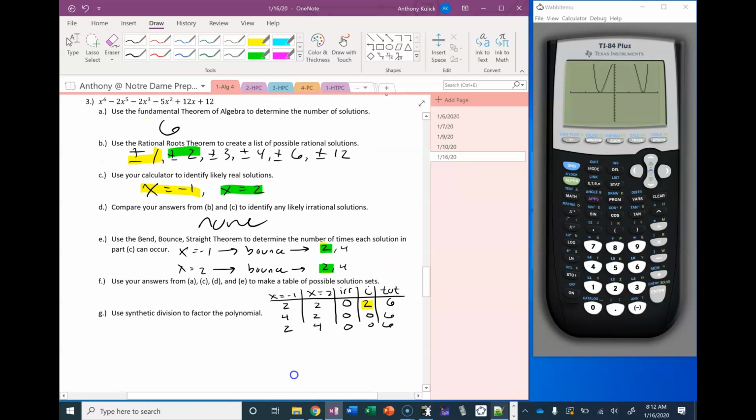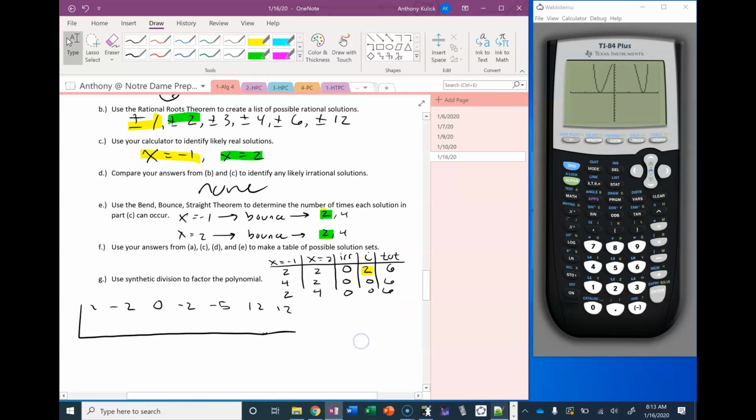Okay. So let's start that. 1, -2, 0, -2, -5, 12, and 12. How many of you, when you tried to do this problem, forgot the 0 in your synthetic division? Why did I put a 0 there? Yeah, I skipped the x to the 4th, right? Have to be careful about that. And I'll just start my synthetic division with -1.